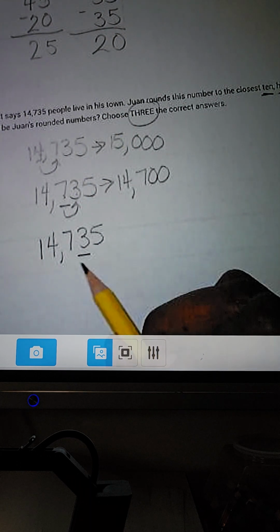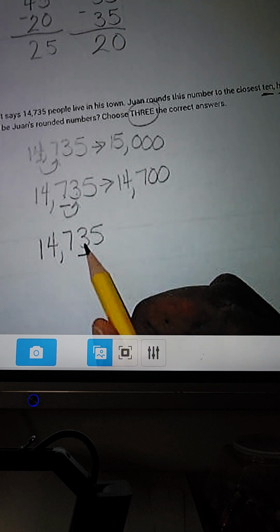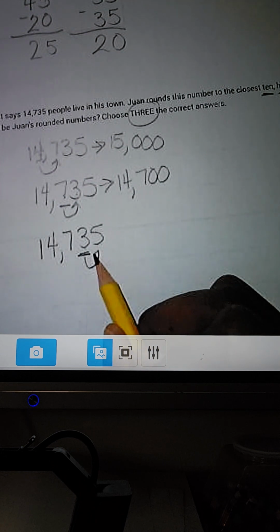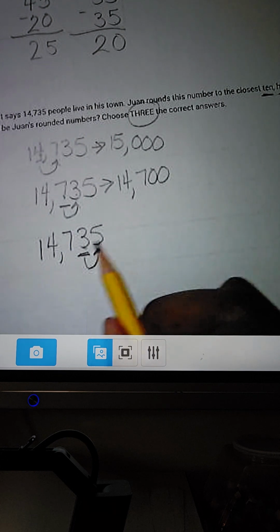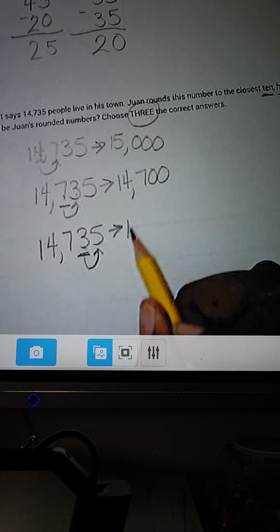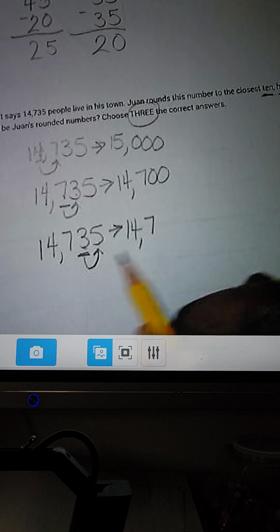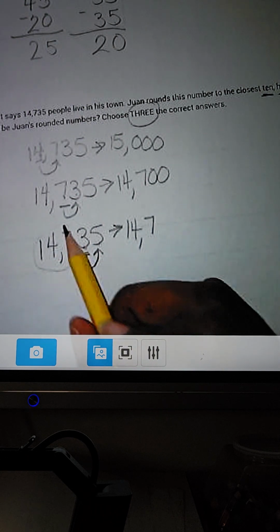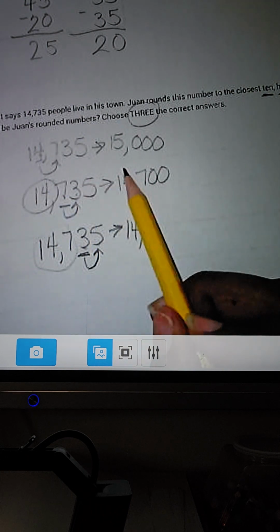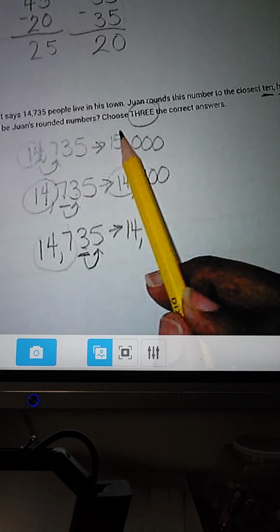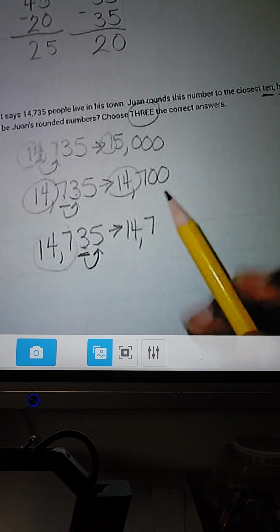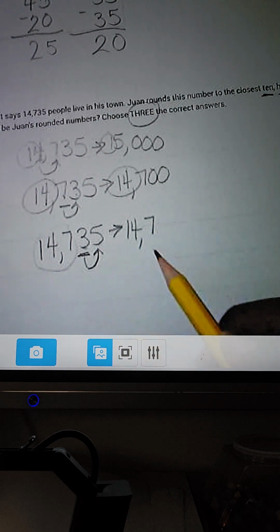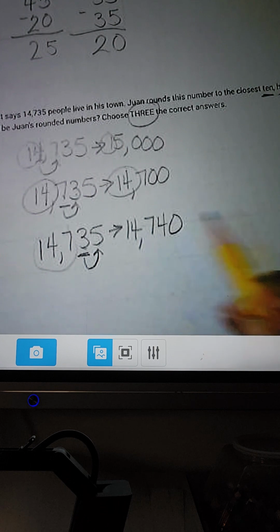All right, the next one is to the nearest 10. Underline your tens place, look to the right. 5 or more, that 3 becomes a 4. So this is a 5, the 3 becomes a 4, so it rounds to 14,740. Remember, everything on the left stays the same. If you look at it, that has happened every time. This one stays the same because it's to the left of the place value we're rounding to.